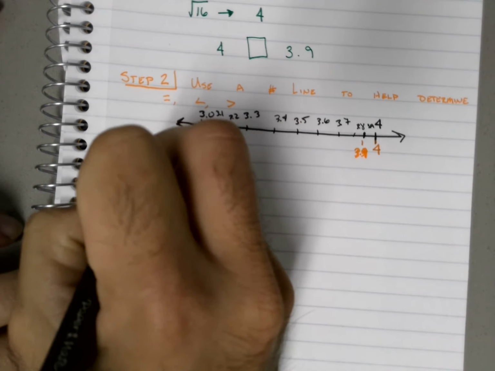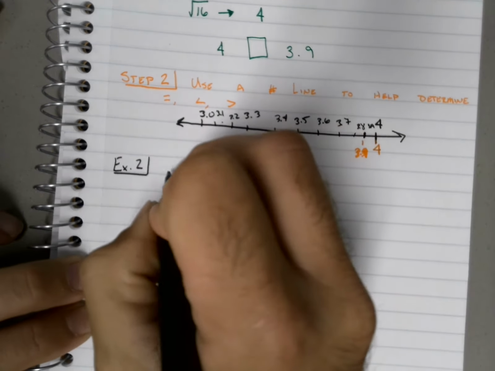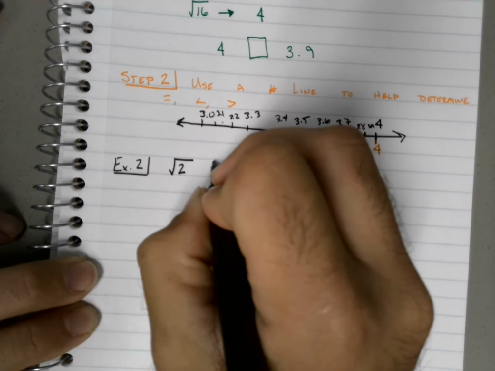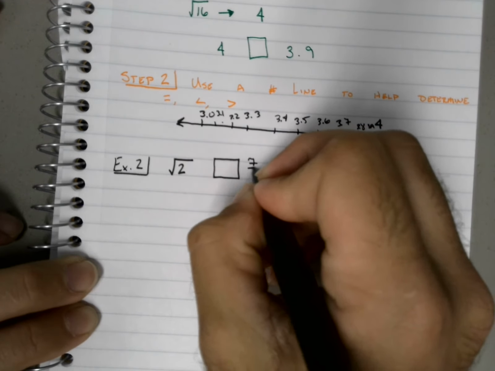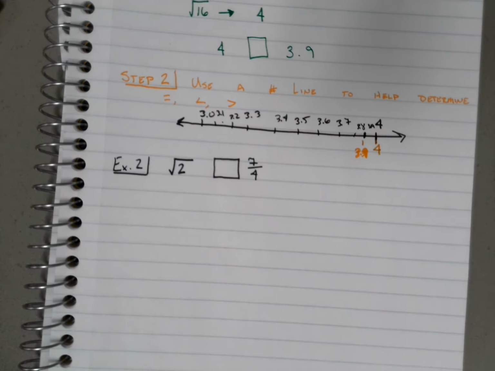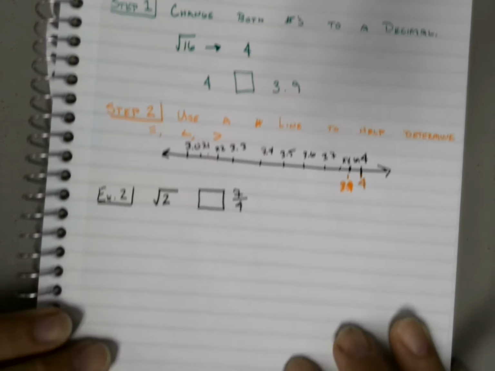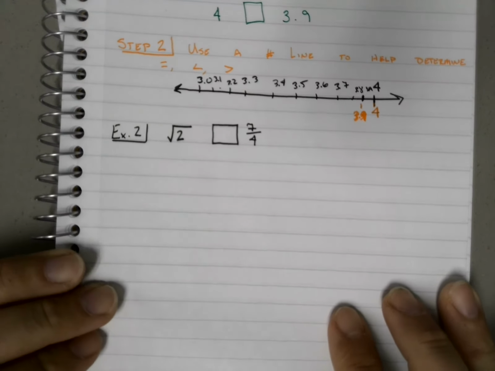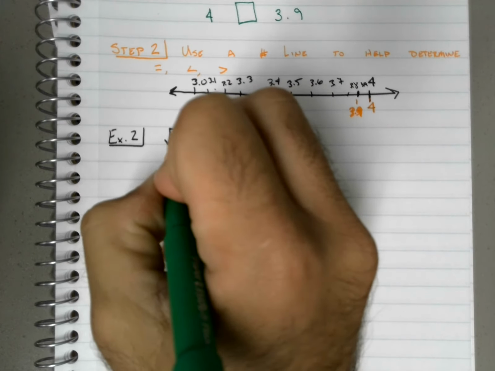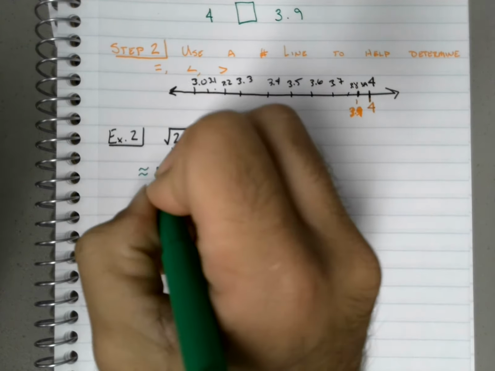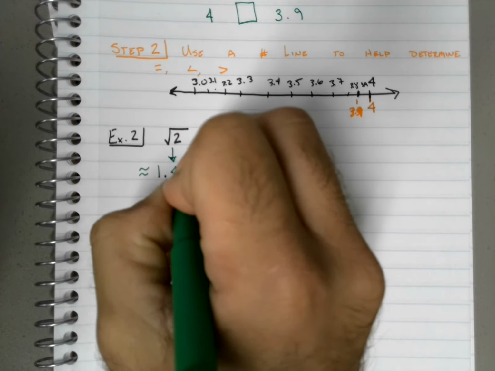Example 2. We're going to compare the square root of 2 and 7 over 4. So what's my first step? We're going to change them both to a decimal. Now, the square root of 2. If you have your calculator handy, we can round this. We just do the square root of 2, which will give me approximately 1.41.